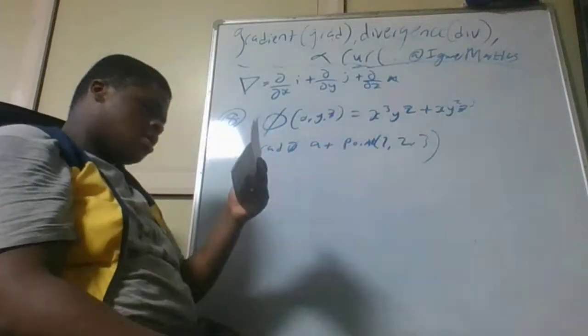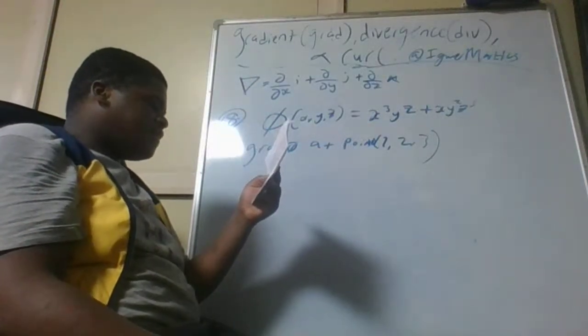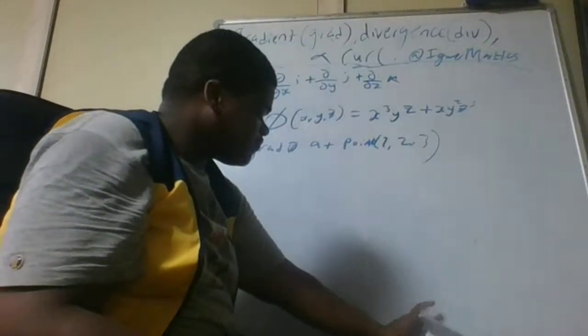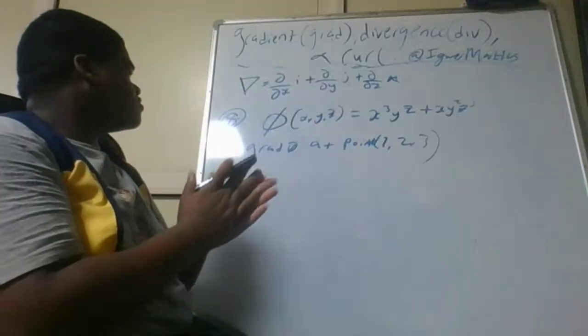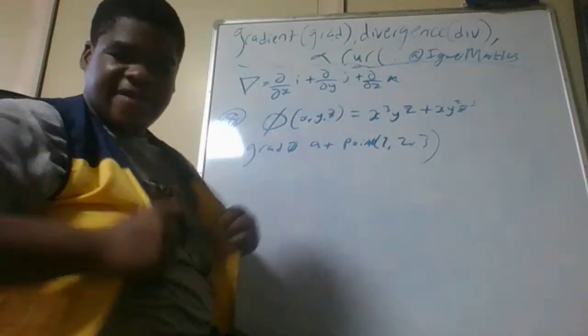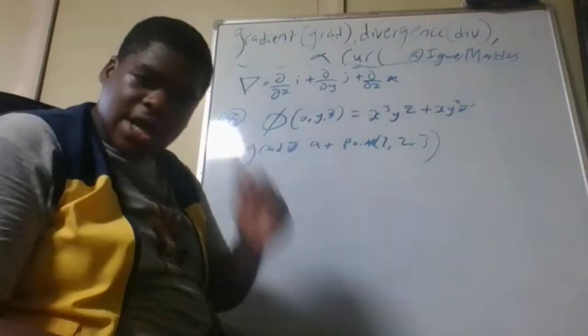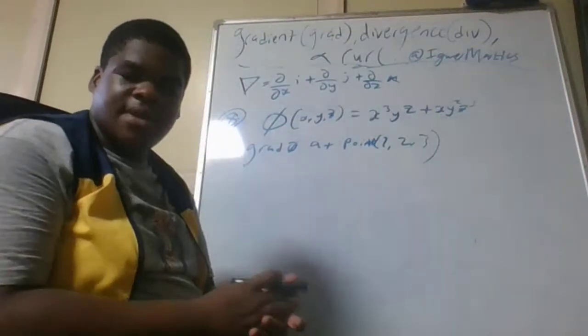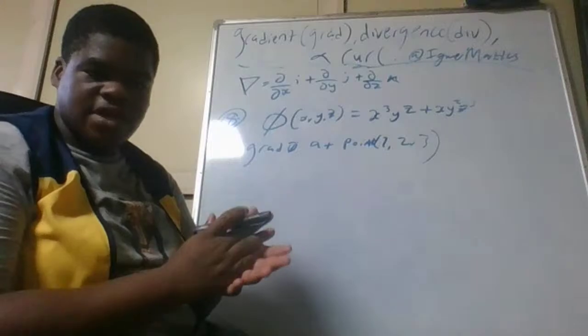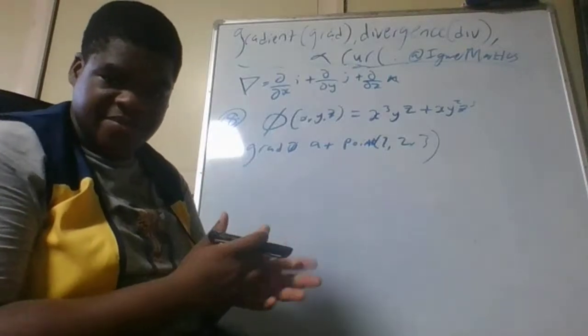So grad phi at point 1, 2, 3. Let's solve. How did I define grad phi? I told you that grad phi is equal to nabla times our scalar field phi.